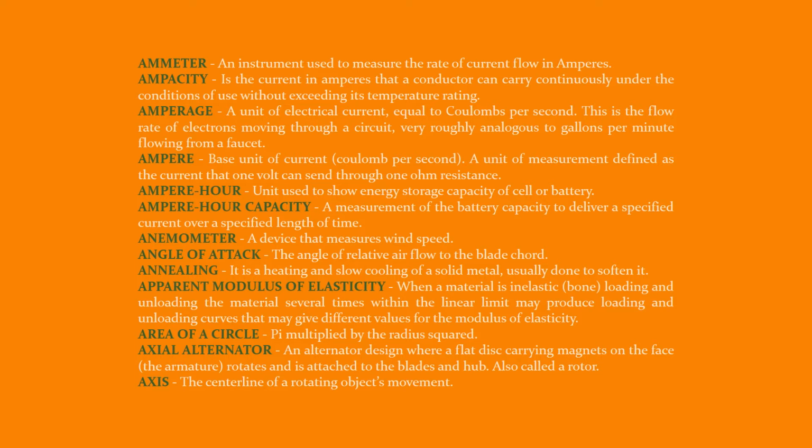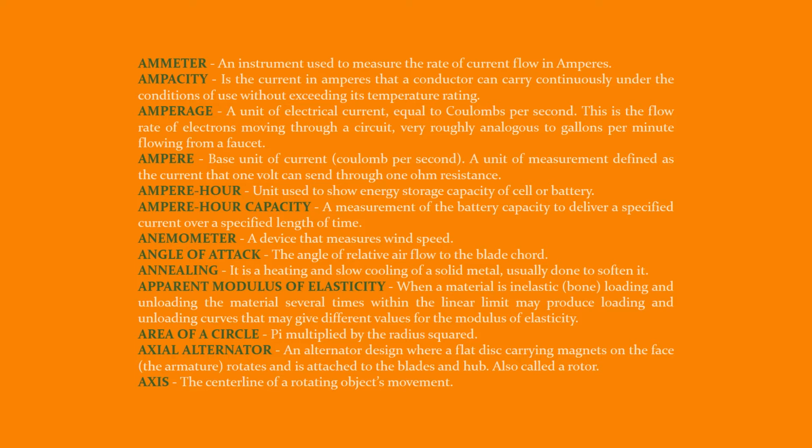Ampere hour, unit used to show energy storage capacity of cell or battery. Ampere hour capacity, a measurement of the battery capacity to deliver a specified current over a specified length of time. Anemometer, a device that measures wind speed. Angle of attack, the angle of relative air flow to the blade cord. Annealing, it is a heating and slow cooling of a solid metal, usually done to soften it.